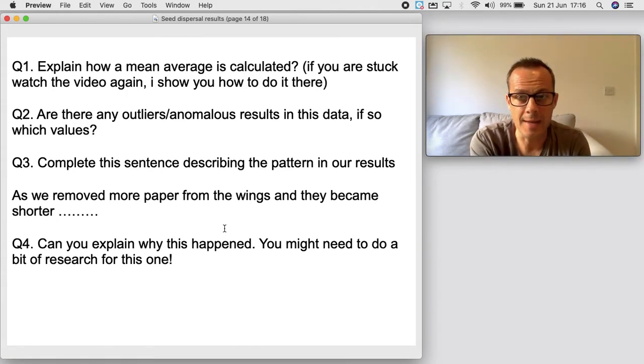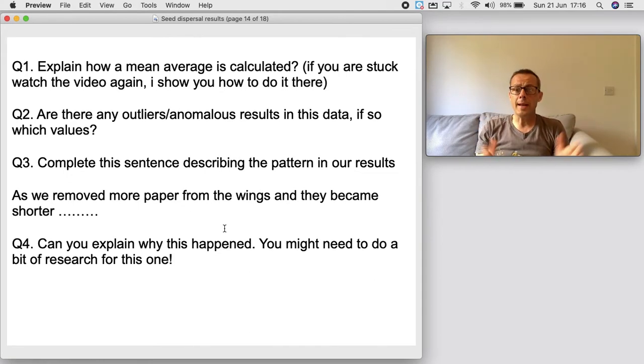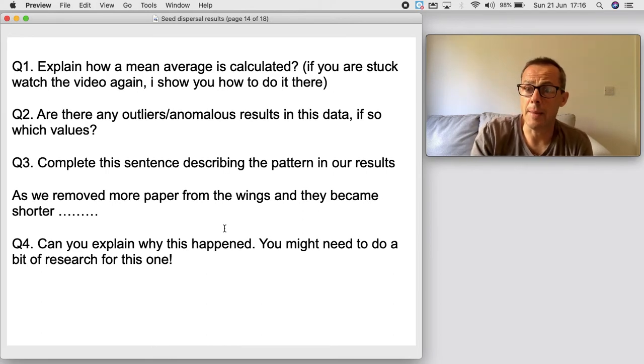Question number 3 is I want you to complete the sentence which will describe our results. So as we remove more paper from the wings and they became shorter, you then say what happened to how long it took for them to fall. And then question 4, which you might need to do a little bit more research for, can you explain why this happened? Why did we get the results we did? Why was there that difference in the time it takes to fall based on the wingspan? And it might be do a little bit of research for that. You might need to have a look at how wing length affects aerodynamics. You might need to think about parachutes falling and air resistance.